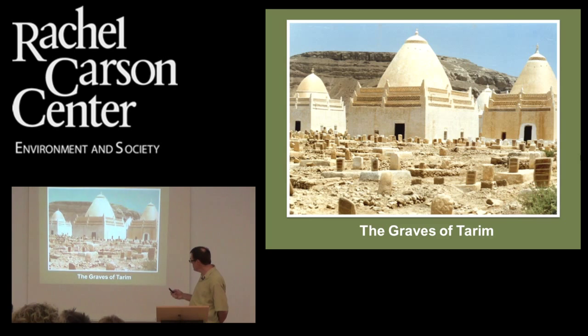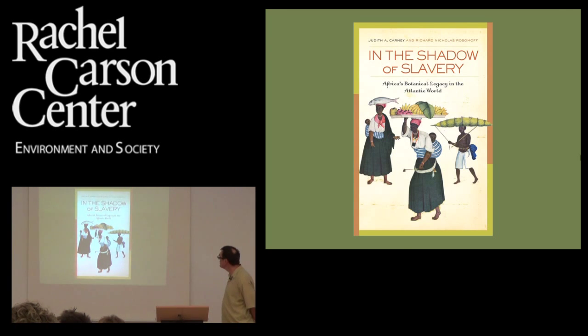Another inspiration is this book by Judith Carney and Richard Rosomoff, In the Shadow of Slavery: Africa's Botanical Legacy in the Atlantic World. Because my paper deals a lot with slaves and the slave trade, this is a book about how Africans rebuilt their economy, their agroecology, in a very new setting, and how they sustained themselves. They were responsible for their own food production, and they used the expertise they had from Africa in rebuilding this new world. This is also close to Carney's work called Black Rice, where she does a similar thing for South Carolina rice plantations.